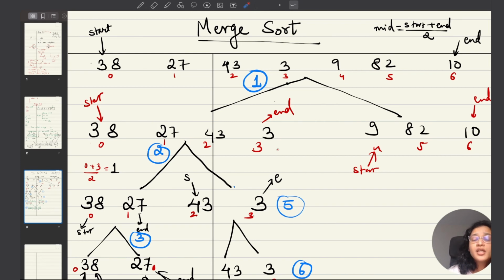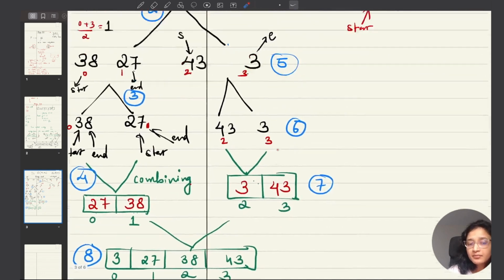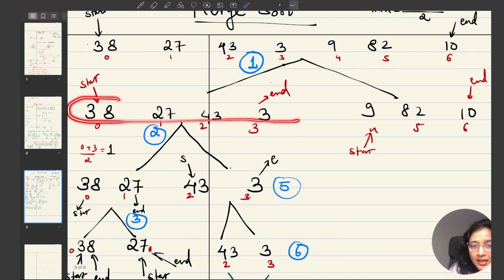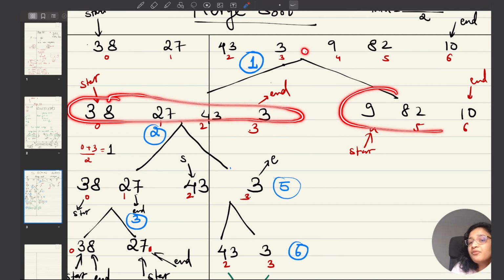Is this understood? If not, you can pause it here and rewind the video and check what all steps happened here. Okay, fine. When this is done, let's continue. Now if you have finished sorting this part, where are you going to go now? You came from here. That means now we have to finish sorting this subarray as well.